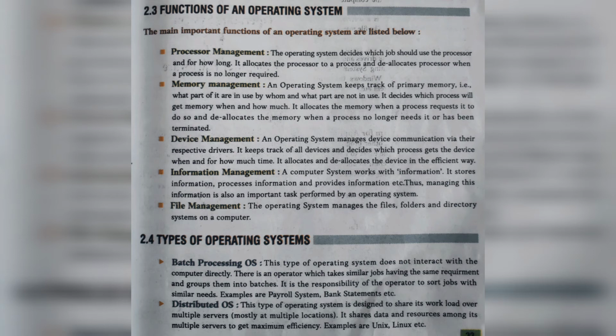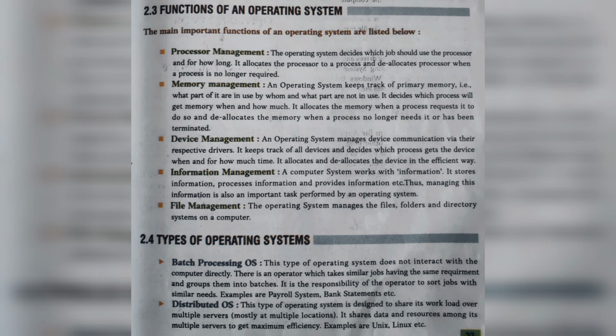Okay. Distributed OS. This type of operating system is designed to share its workload over multiple servers. So what is this? Distributed OS means it doesn't work alone. It shares the workload. If there is one computer with such a big file, meaning big work, it will not be able to handle it alone. So they share the work and do the work faster. So this is distributed OS.